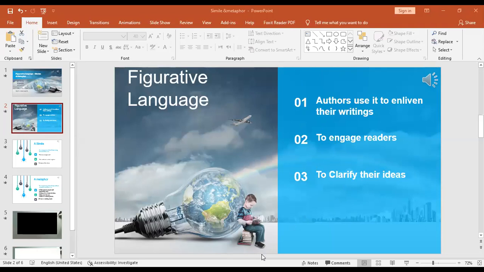Who can help me and give me more ideas that we can use figurative speech, similes and metaphors, for? What do you think? Raise your hand if you have any idea. Okay, so what do you think the author or the poet used this kind of figurative language for?